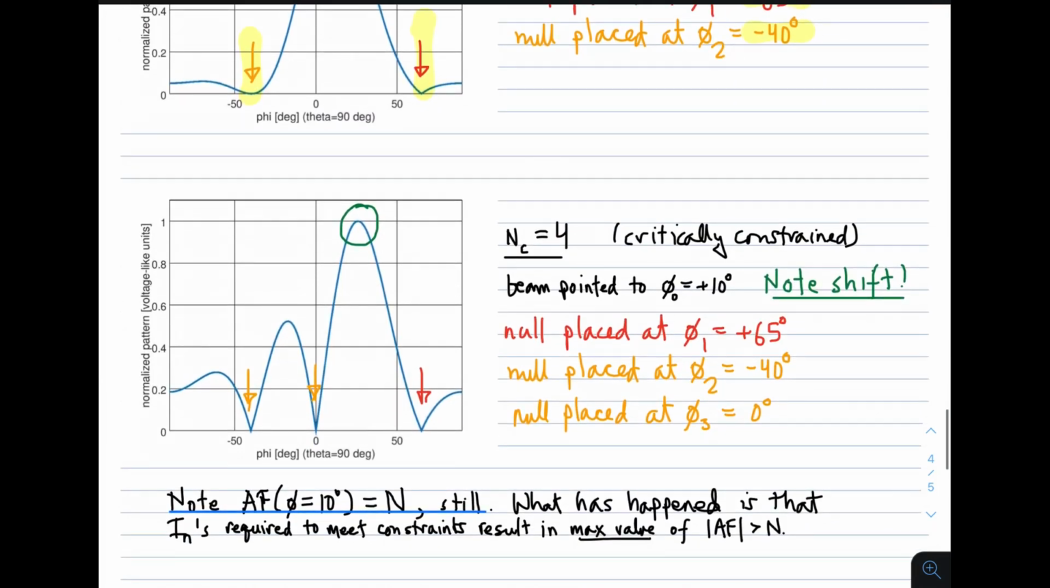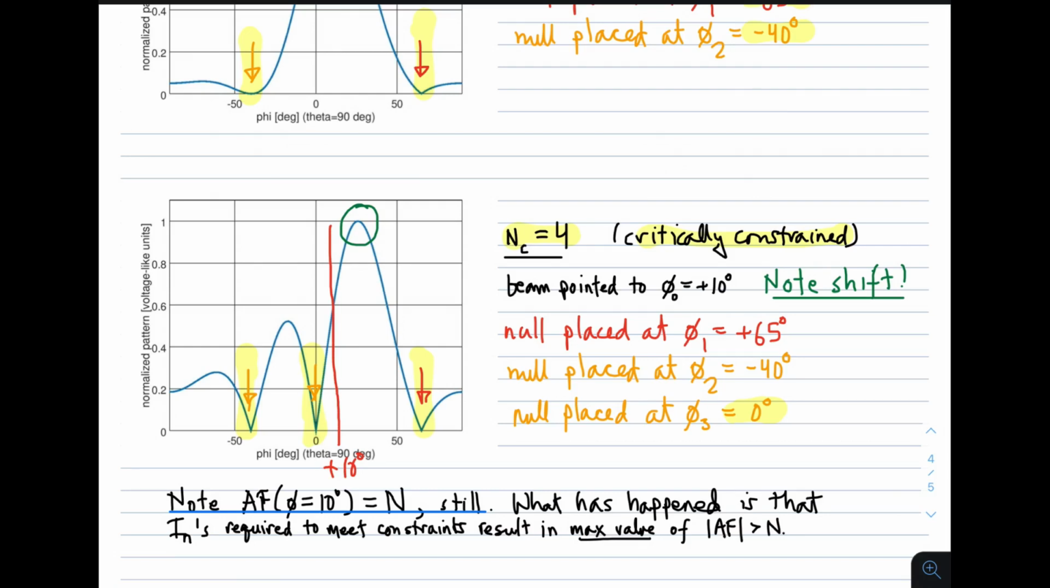Now we'll push our luck and go to n equals 4. At n equals 4, we're critically constrained. We've run out of degrees of freedom. We're no longer under-constrained. There's only one possible solution. And the fourth constraint is going to be a null placed at 0 degrees. So here's the first null that we tried to place. Here's the second null that we tried to place. Here's the new null, in this case. And then the pointing direction, plus 10 degrees, is right here. So now we see an apparent shift in the beam direction. What is going on?